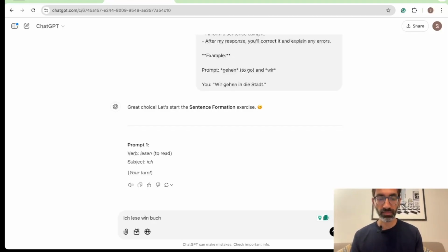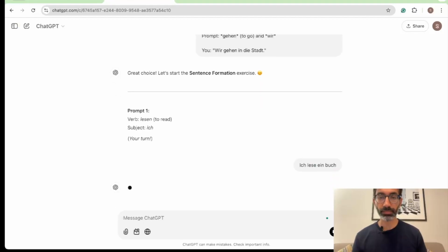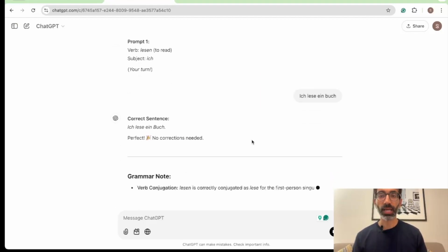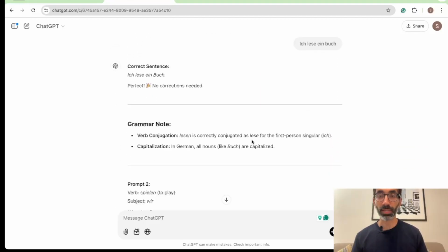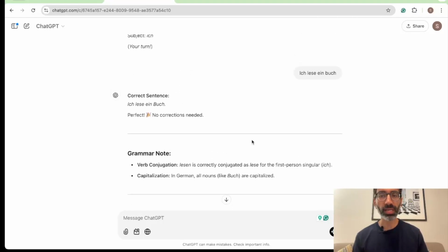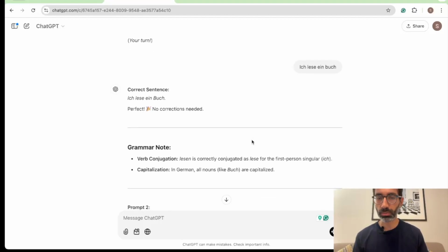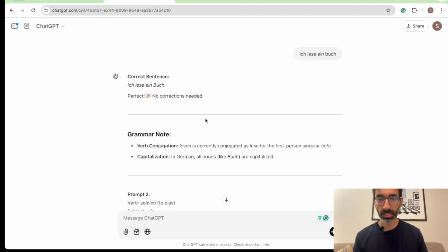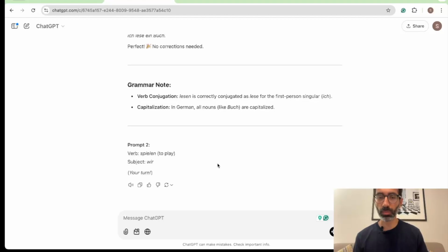let's see if this is correct. Again, the idea is to not do something overly difficult or complex, but start with something that's very, very simple. So all I said was that I'm reading a book. So the sentence is correct. Let's maybe try one more.